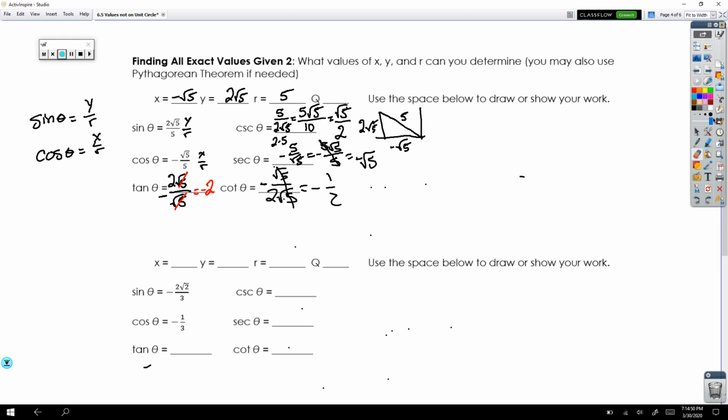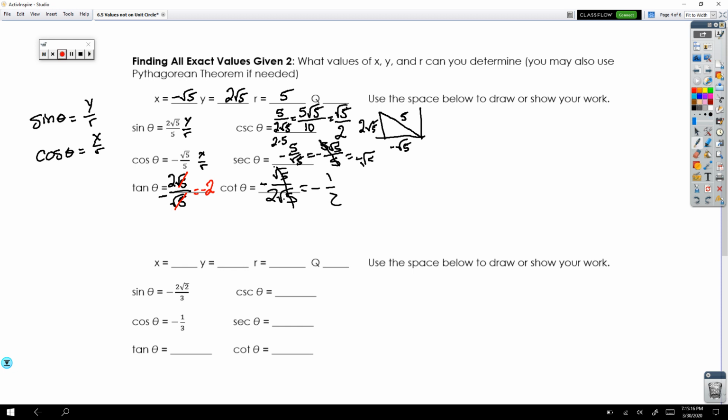Alright. Only got a couple more problems here. Trying to erase some of these dots here. Okay.